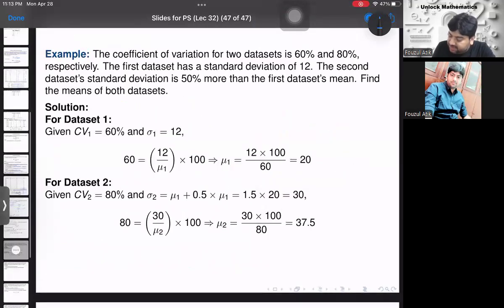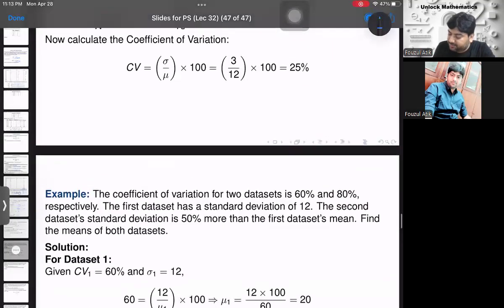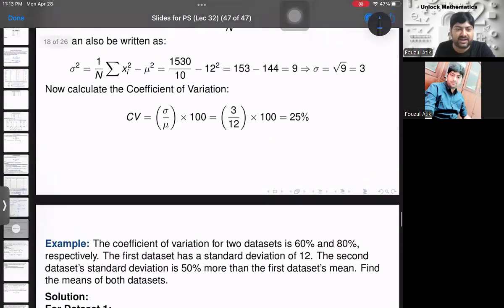Yes, this one we have already done. Now look at this example. Look at the second example. The coefficient of variance of two datasets are 60% and 80% respectively. The first dataset has a standard deviation of 12. The second dataset's standard deviation is 50% more than the first dataset's mean. Find the means for both the datasets.